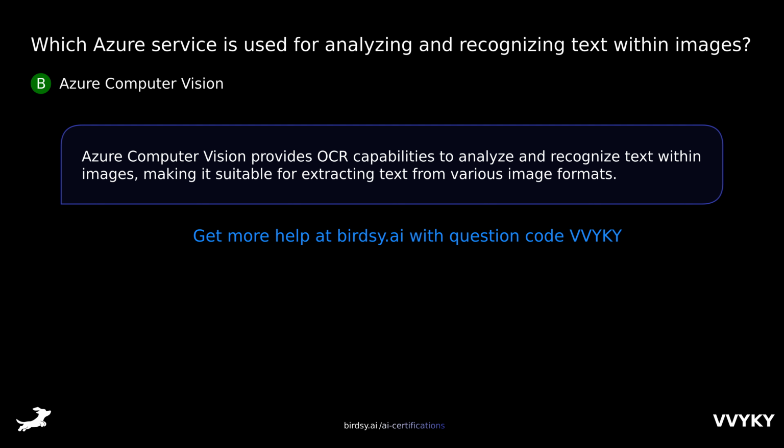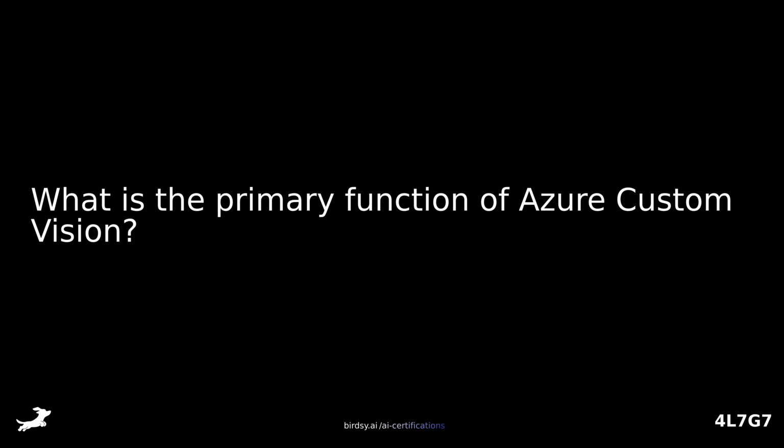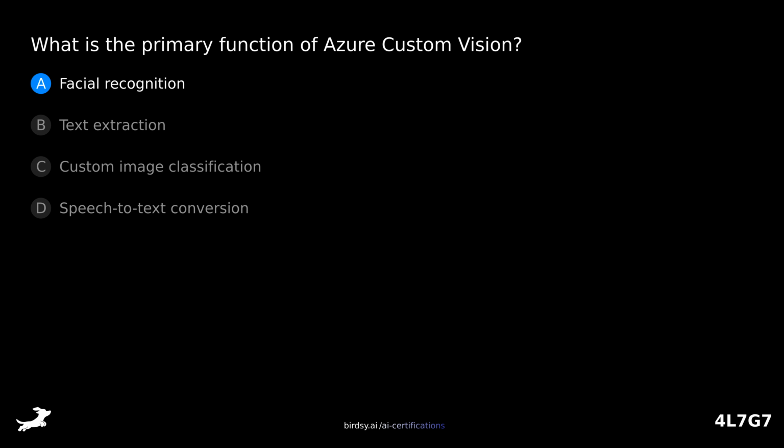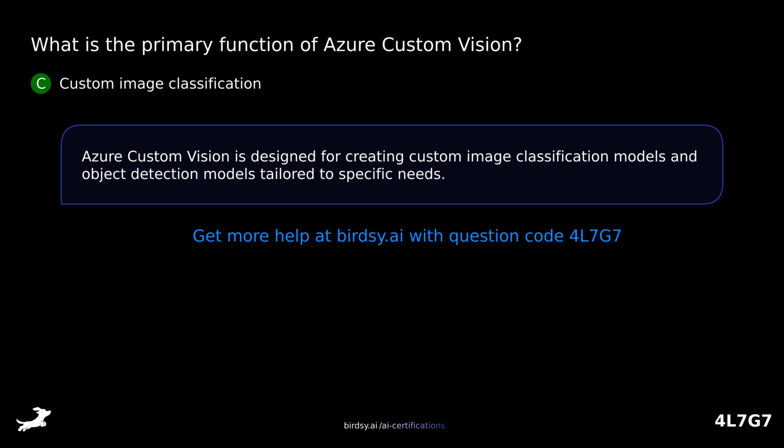various image formats. What is the primary function of Azure Custom Vision? Is it A, facial recognition, B, text extraction, C, custom image classification, or D, speech-to-text conversion? The answer is C, custom image classification. Azure Custom Vision is designed for creating custom image classification models and object detection models tailored to specific needs.